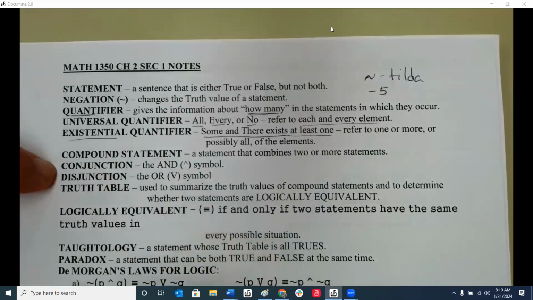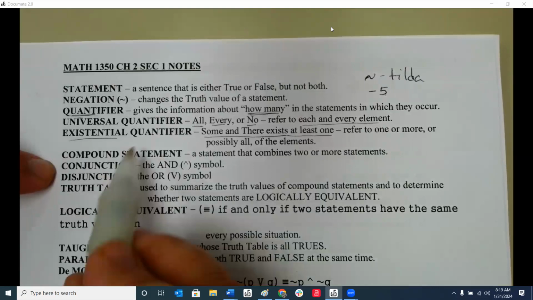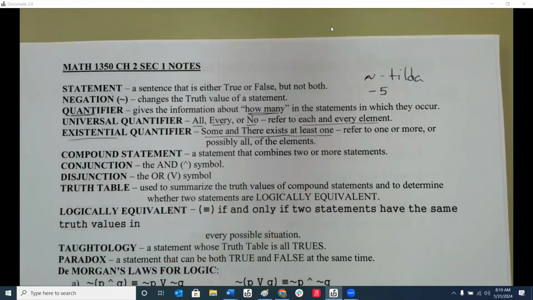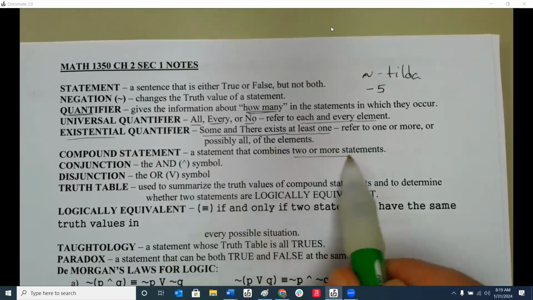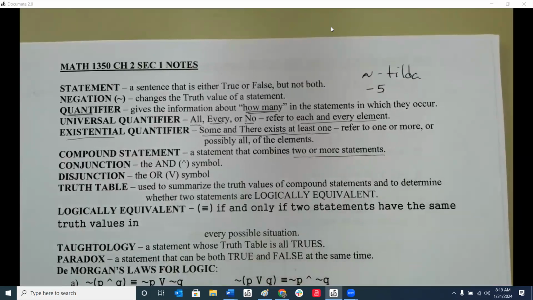Compound statement. What do you think that means? Two or more. What's a compound statement in English? When you have two points to make. A compound statement is a statement that combines two or more statements, or two or more arguments.